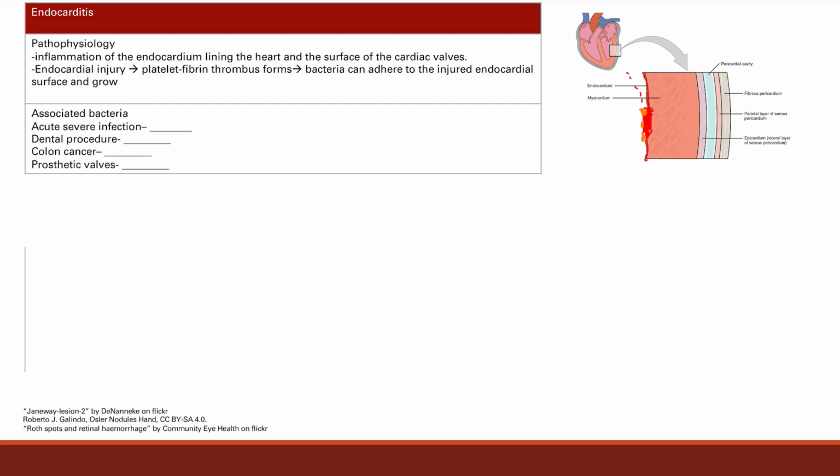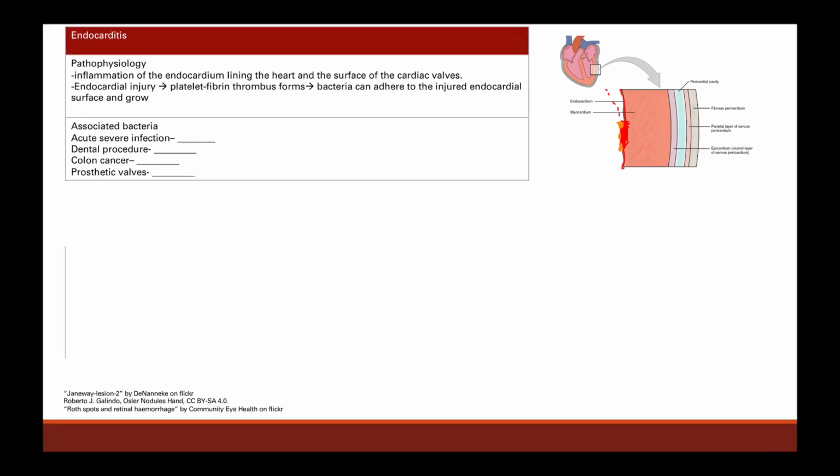Now, there's several associated bacteria with different clinical pictures. If you learn this, you can try to answer these yourself. If you haven't, follow along. If the patient has acute severe infection, this is termed acute endocarditis. Acute because it's very rapid, very severe. Then it's most likely Staph aureus.